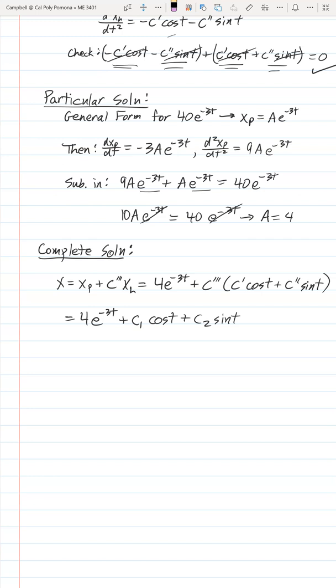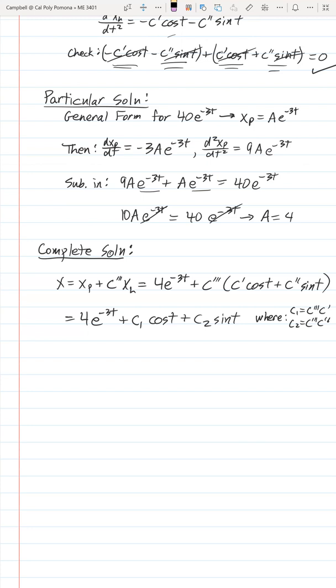Now that last step wasn't absolutely necessary, as you could see in this case. And here, let's just go ahead and capture that C1 is equal to C triple prime times C prime, and C2 is equal to C triple prime times C double prime. Whoa, almost did another triple prime there. There we go.